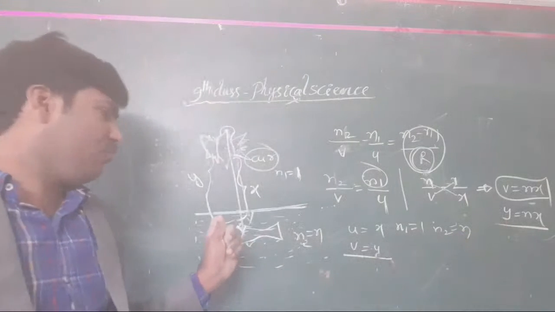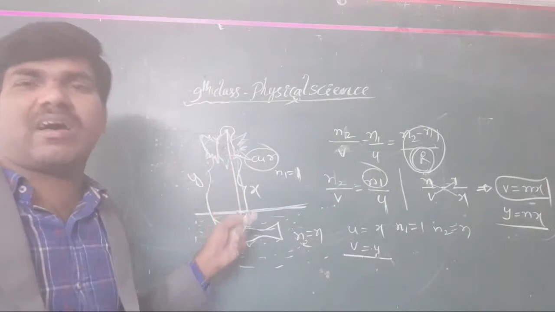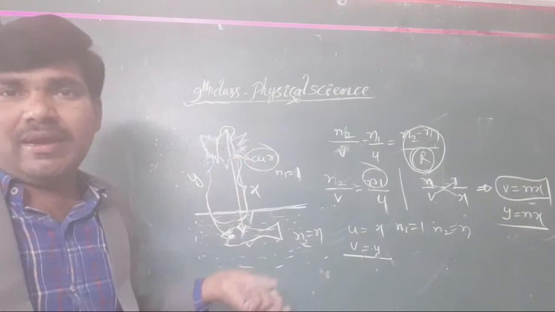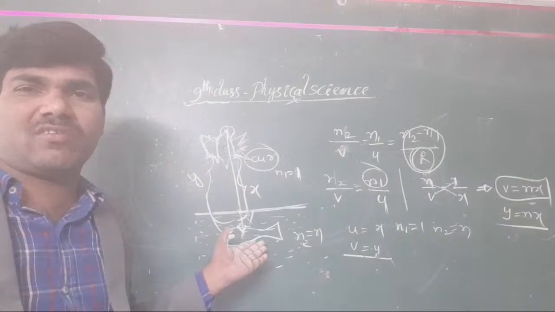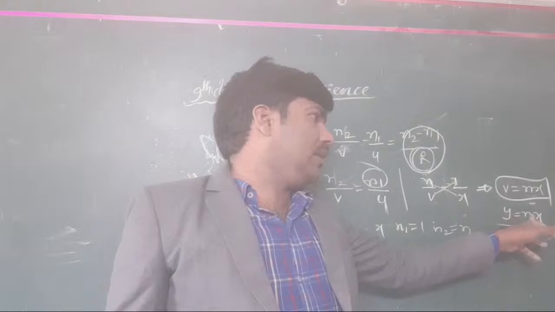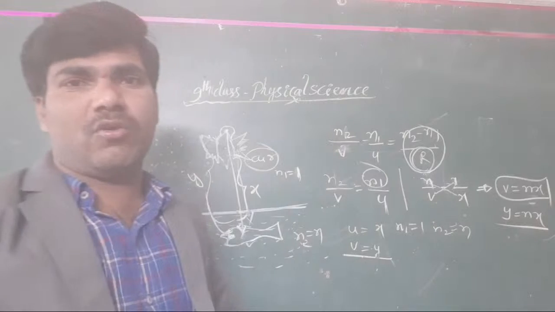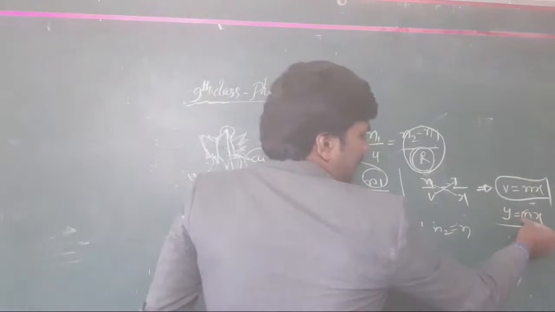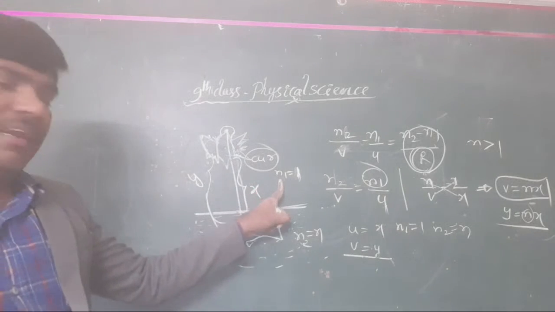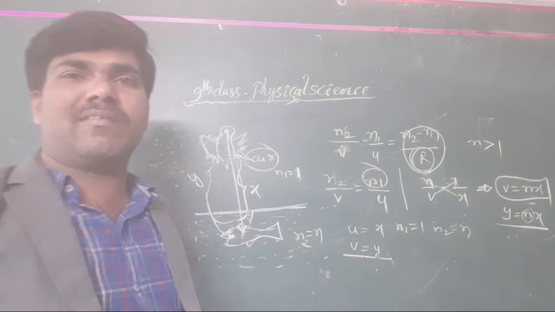Now tell me, for the fish, is it less than the actual distance or greater than the actual distance? For the bird, is it up here less than the actual distance or greater than the actual distance? Yes, it is up here, greater than the actual distance. Why? Because n is not equal to 1 here. N should be greater than 1. I hope you got it. Here n should be greater than 1. Why? Because it is air and it is water. You know very well the water refractive index is greater than 1.